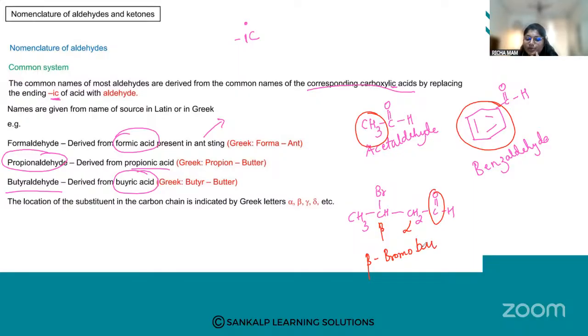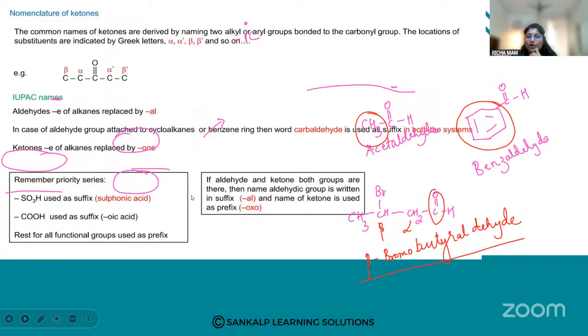Then 1, 2, 3, 4, four carbons means it is butyraldehyde. So this is the name of the compound: beta bromobutyraldehyde. Like this we are going to give the common name.